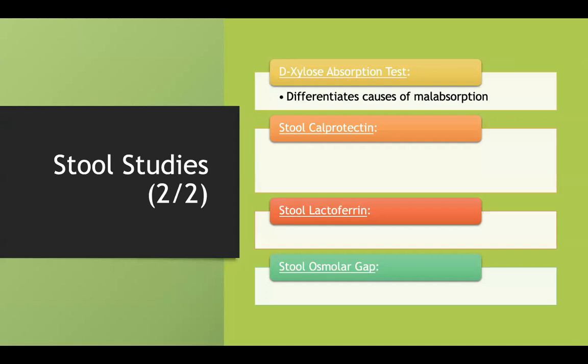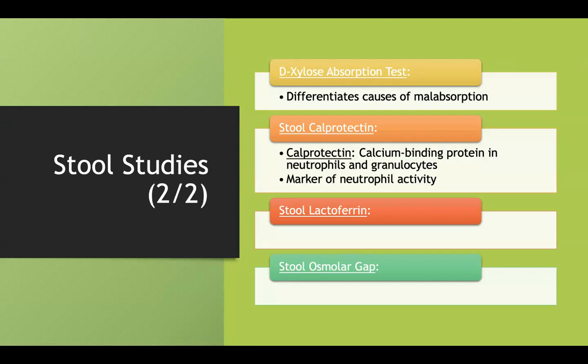So let's talk about another thing you might not have heard of before, the stool calprotectin. This is a calcium binding protein that you can find in neutrophils and granulocytes. And so it's actually useful to determine how much neutrophil activity might be going on within the GI tract.